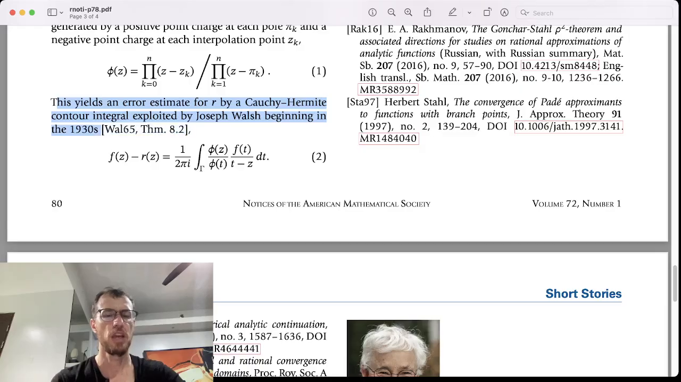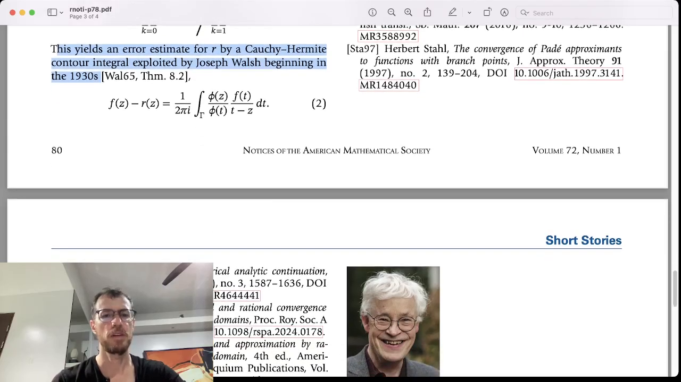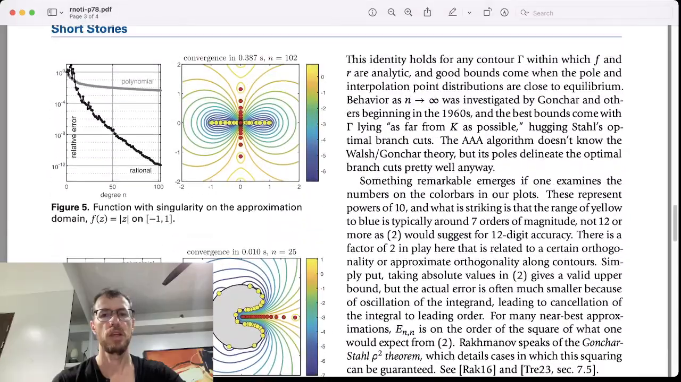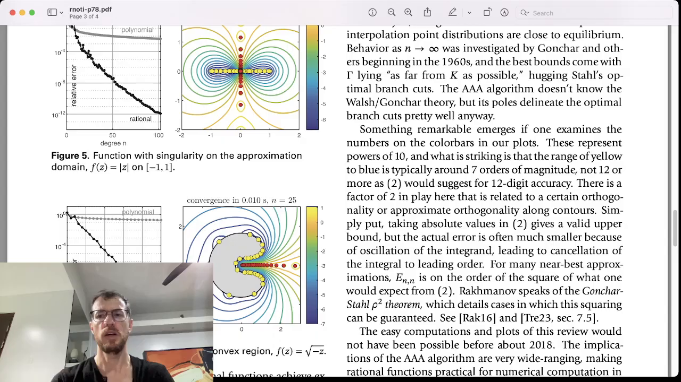beginning in the 1930s. f of z minus r of z equals 1 over 2 pi i, integral over big gamma, phi of z over phi of t, f of t over t minus z dt. This identity holds for any contour big gamma within which f and r are analytic, and good bounds come when the pole and interpolation point distributions are close to equilibrium. Behavior as n goes to infinity was investigated by Gonchar and others beginning in the 1960s, and the best bounds come with big gamma lying as far from K as possible, hugging Stahl's optimal branch cuts. The AAA algorithm doesn't know the Walsh-Gonchar theory, but its poles delineate the optimal branch cuts pretty well anyway.